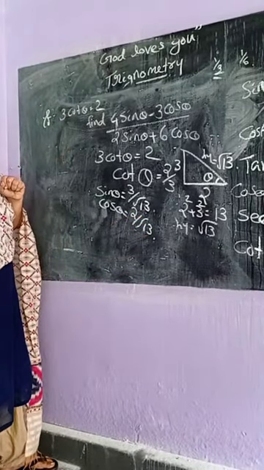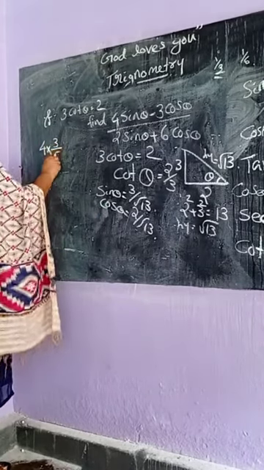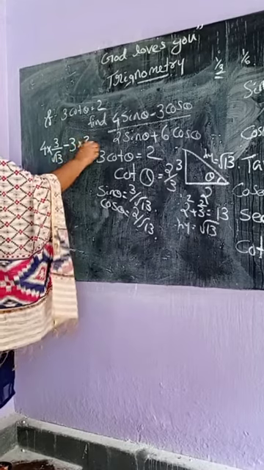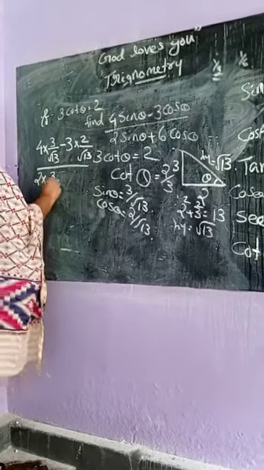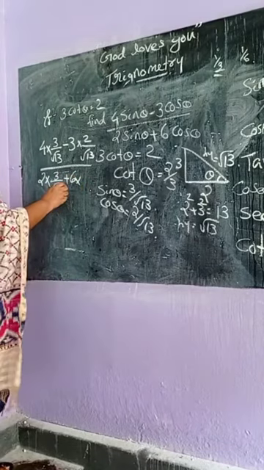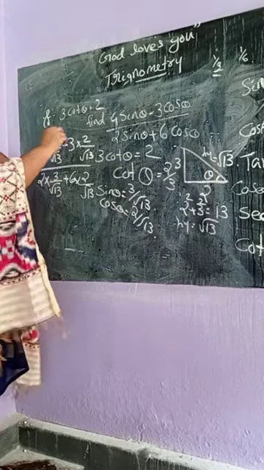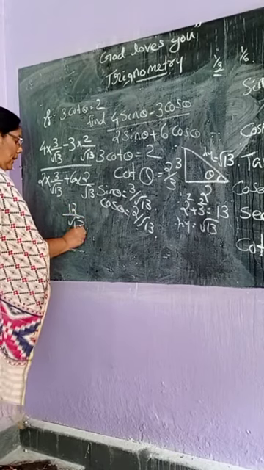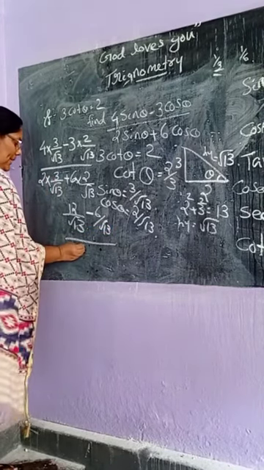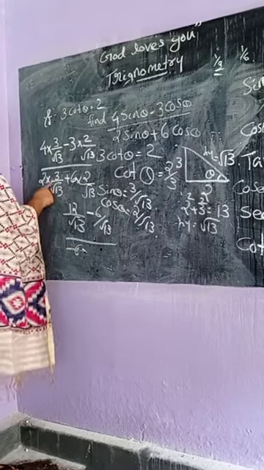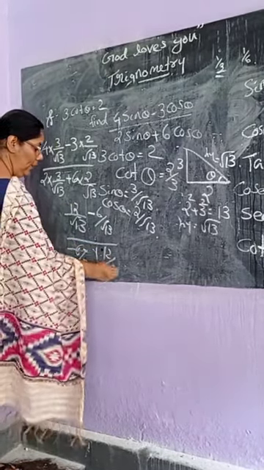Now copy the question. Then write 4 into sin theta, 3 by root 13, minus 3 into 2 by root 13, by 2 into sin theta, 3 by root 13, plus 6 into cos theta, 2 by root 13. 4 3s are 12, so 12 by root 13 minus 6 by root 13, the whole divided by 6 by root 13 plus 12 by root 13.